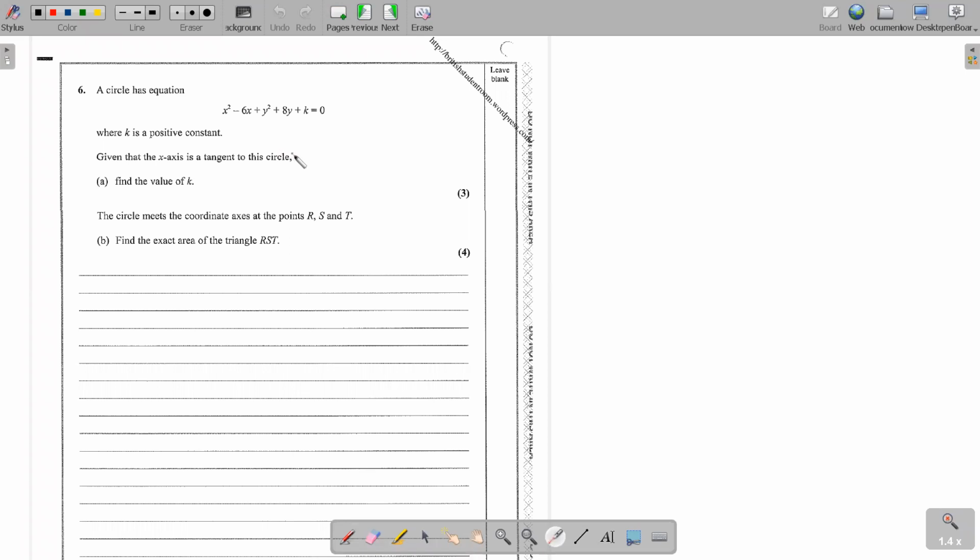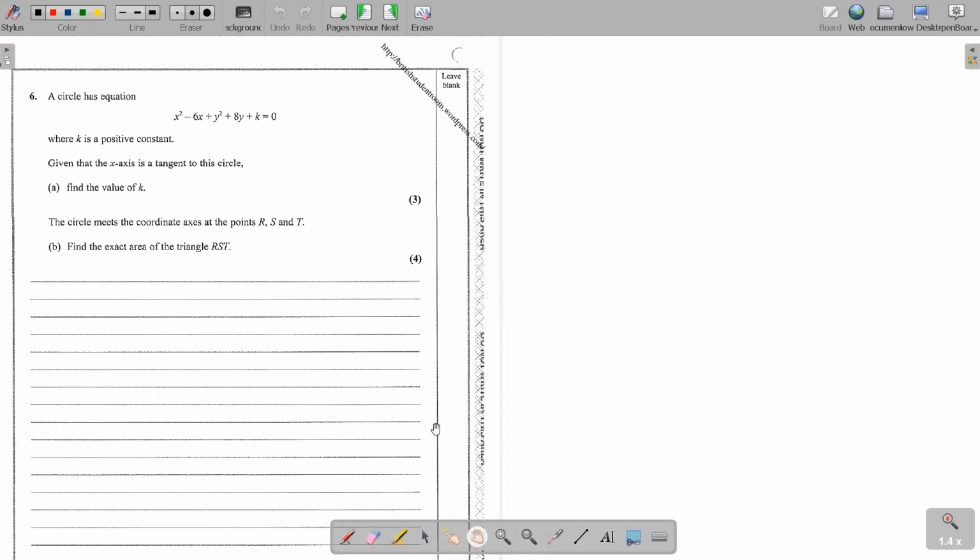Okay, so moving on to question number 6. The circle has equation x squared minus 6x plus y squared plus 8y plus k equals 0, where k is a positive constant. Given that the x-axis is a tangent to the circle, find the value of k.